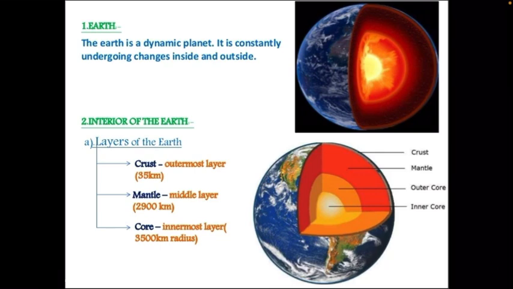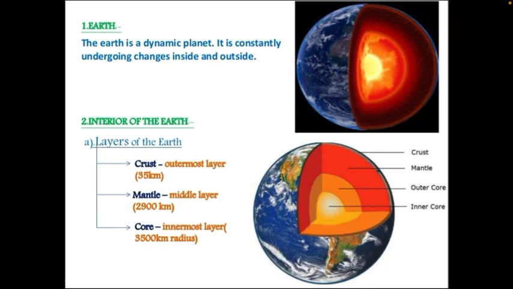The first layer, that is the crust. It is the uppermost layer over the Earth's surface and it is called crust. Also the lithosphere. It is the thinnest of all the layers, only about 35 kilometers on the continental mass and 5 kilometers on the ocean floors.